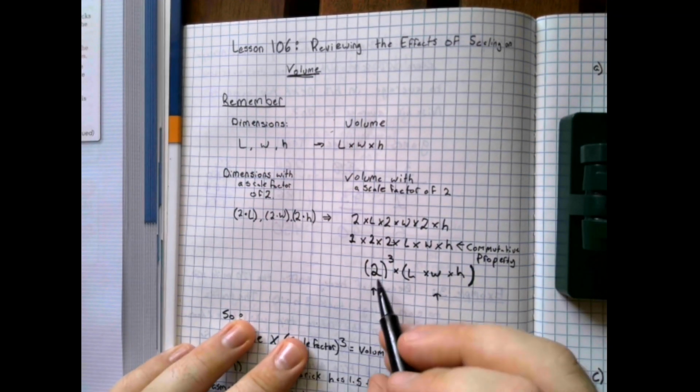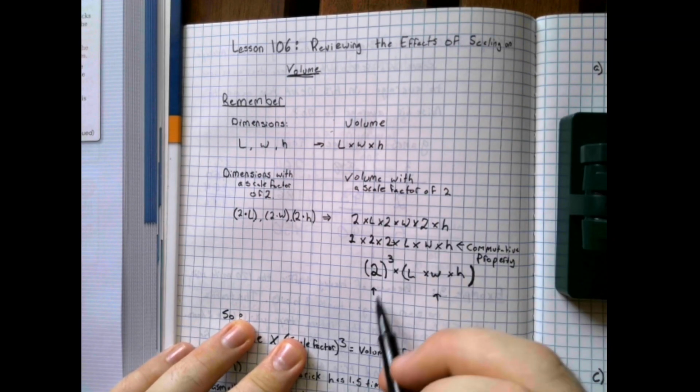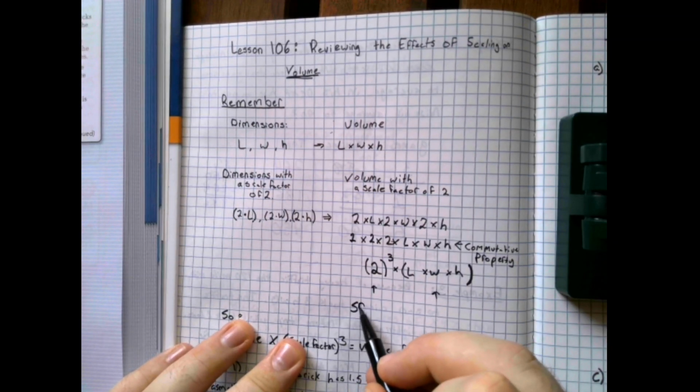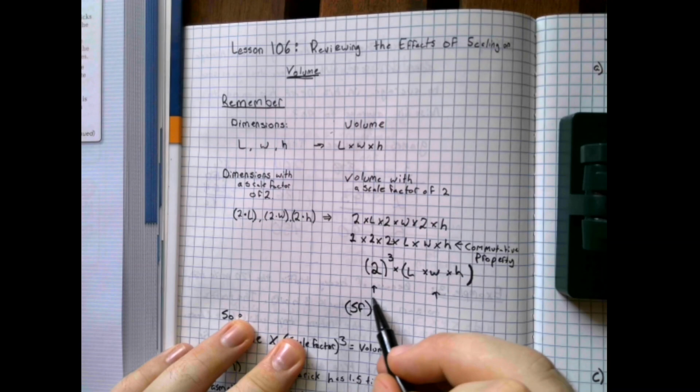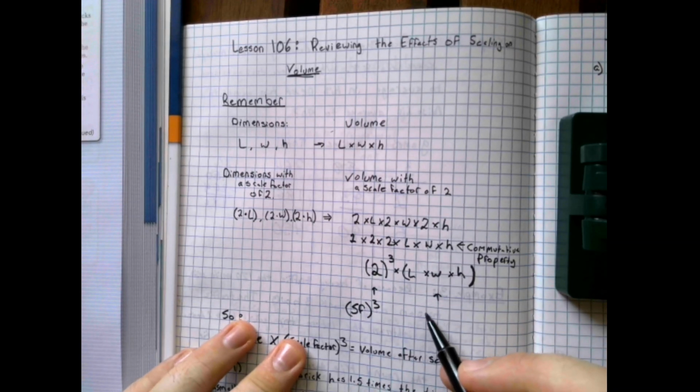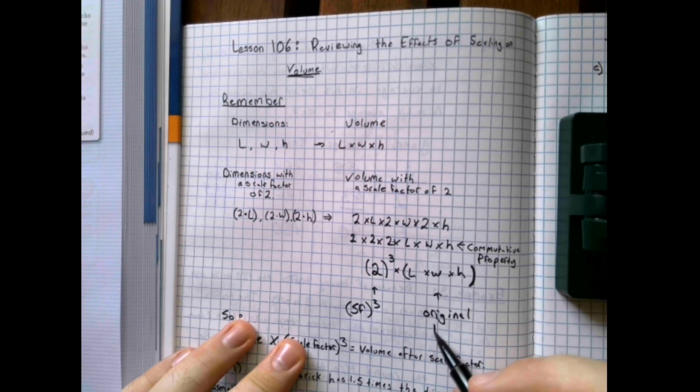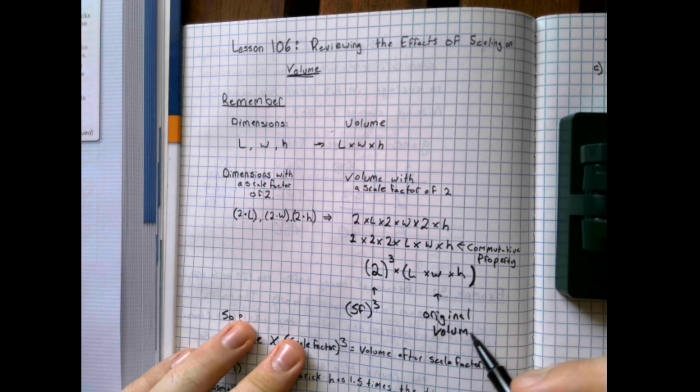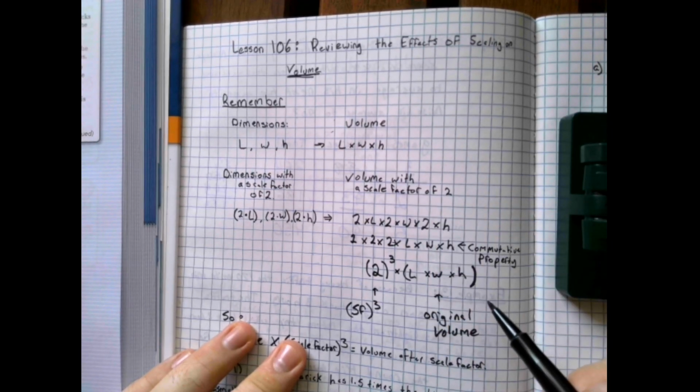Now what we can see here is that our volume will be our scale factor cubed times the original volume, which we saw up here.